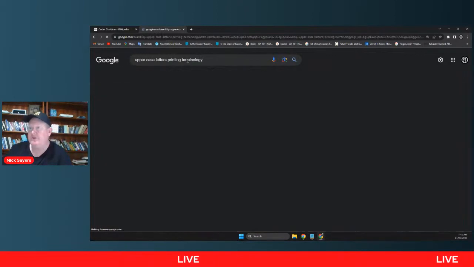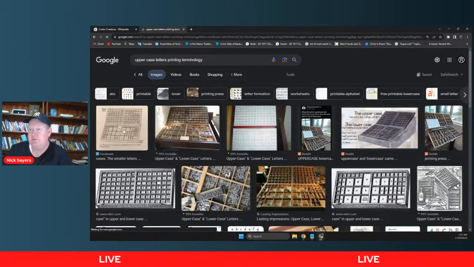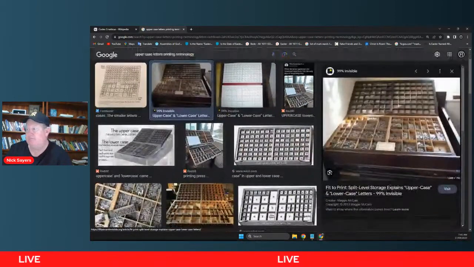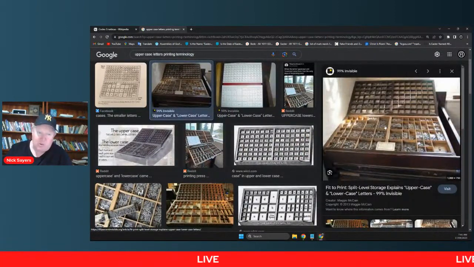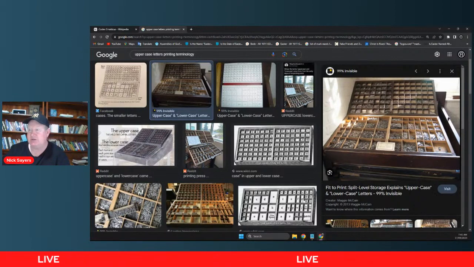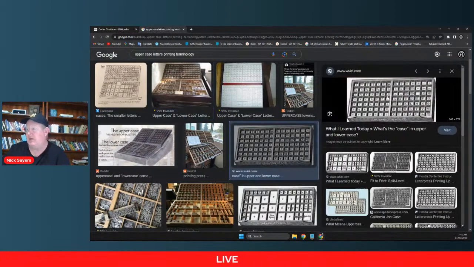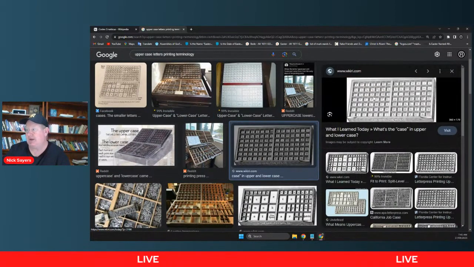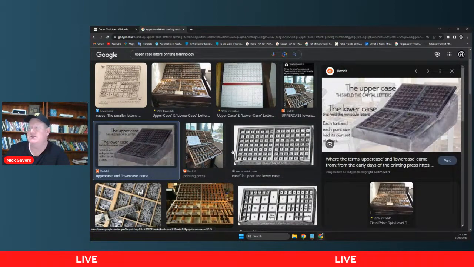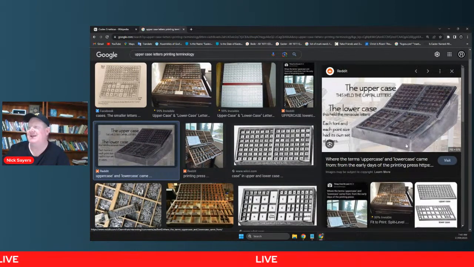Just trying to find a picture of that. You would have a case, and you would have the uppercase and the lowercase. That's why we label them as such. You would have the smaller letters, the minuscule letters, and the majuscule letters. So it's quite a basic term, the uppercase and lowercase. It's very easy to understand.